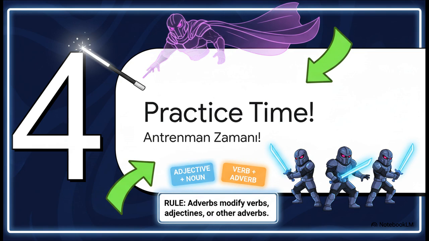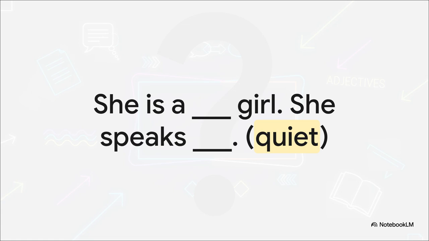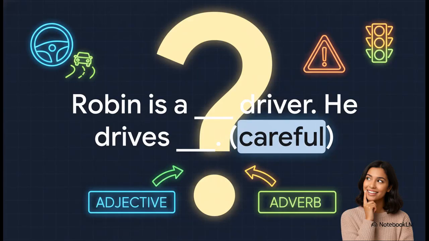All right. You've learned about the magic costume and you've met the rebels. I think you're ready. It's practice time. Let's do a few of these together. You ready? Okay. First one, the word is quiet. We have, she is a blank girl. She speaks blank. What do you think? She is a quiet girl. That's the adjective. And she speaks quietly. That's the adverb. Did you get it? Okay, next up, the word is careful. Robin is a blank driver. He drives blank. So what kind of driver is he? A careful driver. And how does he drive? He drives carefully. See, you're getting the hang of this.